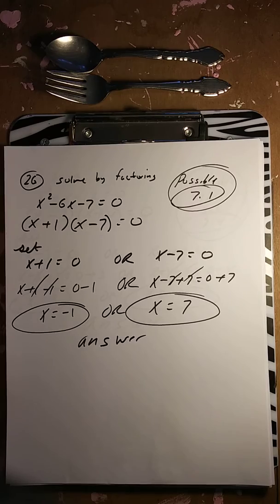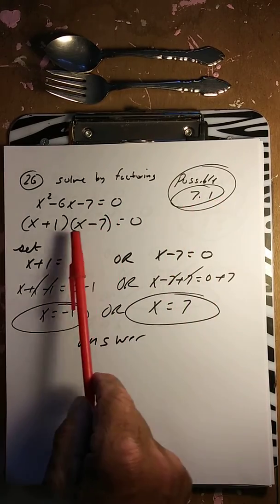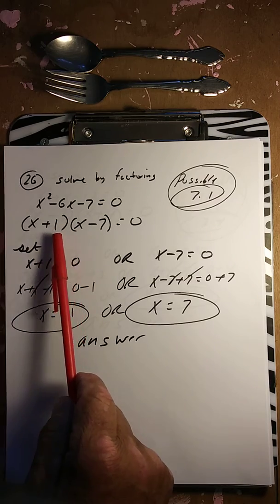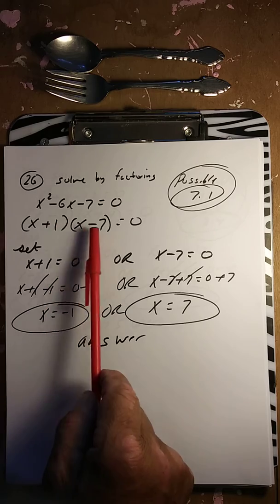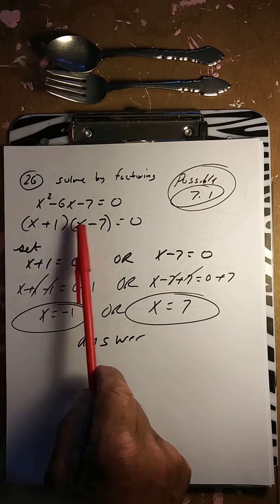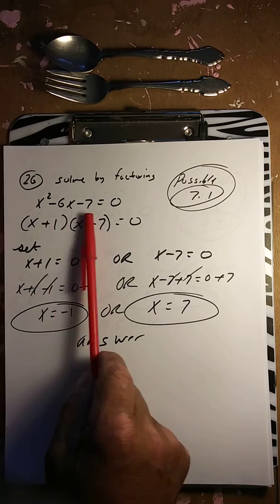Solve by factoring. Okay. Last number 7. So 7 times 1, that's the only possibility we have. Does that work? (x plus 1)(x minus 7). Let's check it. 1 times -7, -7. Yes. And 1 minus 7 is -6? Yes. And x times x is x squared. Okay, so these are correct.